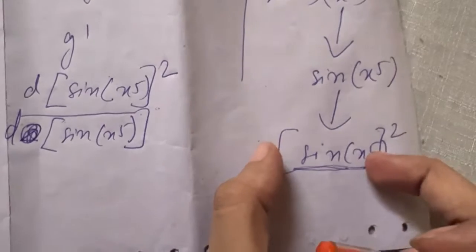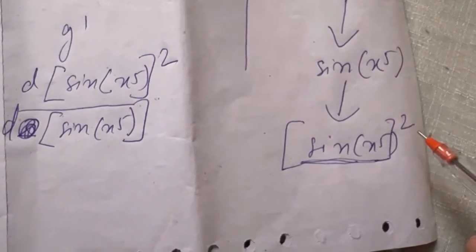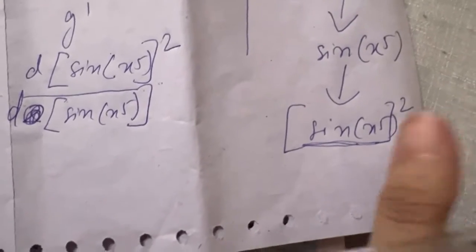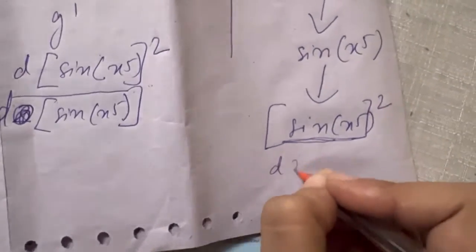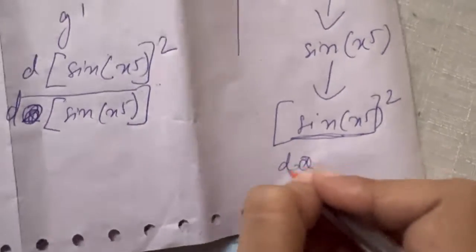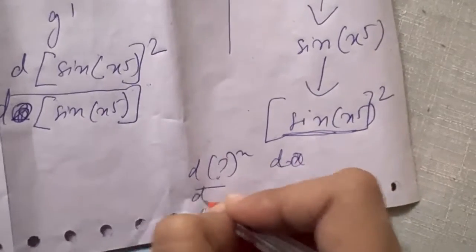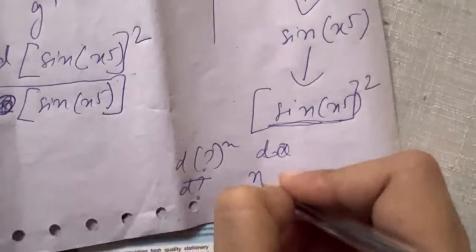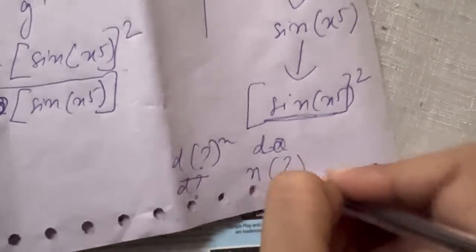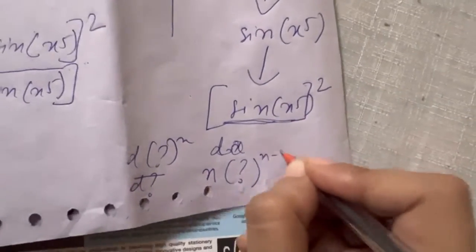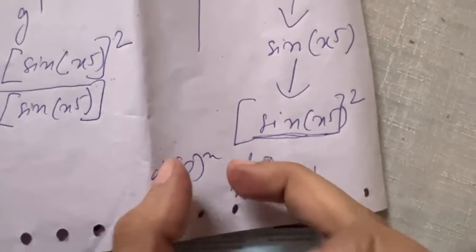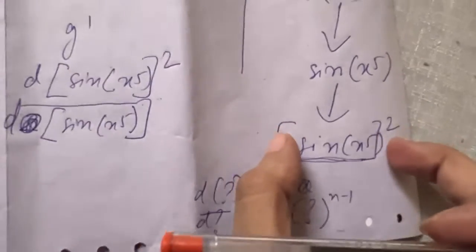So we know something to the power n. N could be any number, any rational, irrational number. We know the formula: derivative of x to the power n with respect to x. Let's put it this way, whatever it is to the power n, with respect to that, is n times whatever it is to the power n minus 1. So here that question mark is this. So we need to differentiate this part.